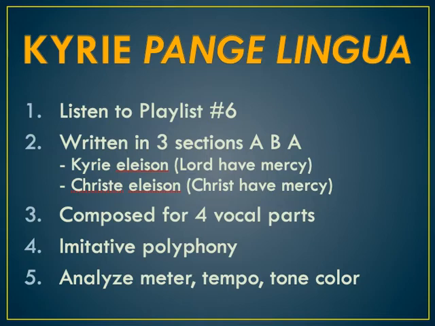Josquin wrote this for 4 vocal parts. So there's 4 people singing, 1 person per part. You're going to hear imitative polyphony. So one singer begins a phrase, and then the next singer begins to sing the same thing, but a little bit later, and starting on a different note. So there's imitation. And then the third person and the fourth person eventually come in as well.